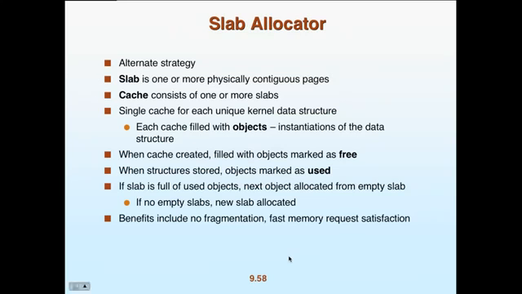Another variation on that would be the slab allocator, and these are just different ways of allocating the memory, allocating the frame. So it's an alternative strategy. The slab is one or more physically contiguous pages. A cache consists of one or more slabs. So we use a slab abstraction. Instead of a buddy, instead of splitting it out, we have a single cache for each one of the unique kernel data structures. Each cache is filled with objects, instantiations of the data structure itself. When the cache is created, we fill it with objects marked as free. So basically the same concept as before. Call it a free frame, call it a free slab, call it a buddy. They all contain empty frames that we want to fill with information.